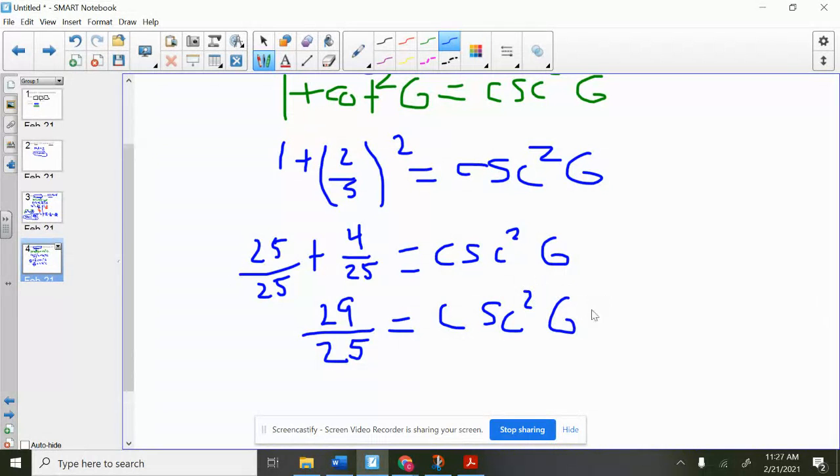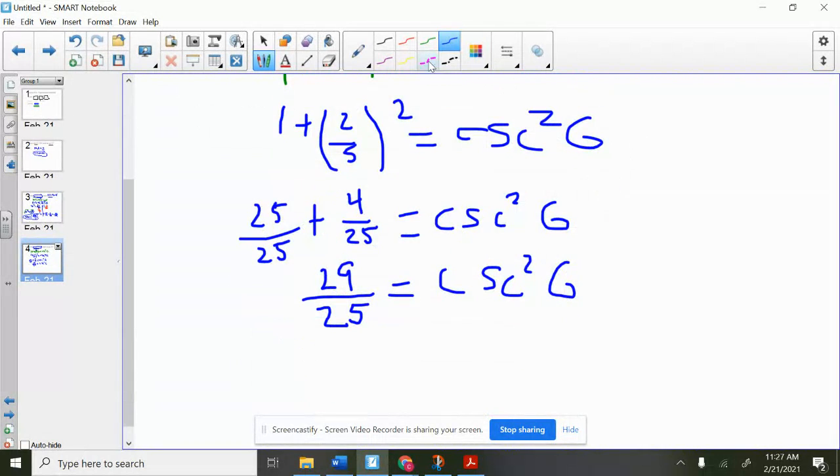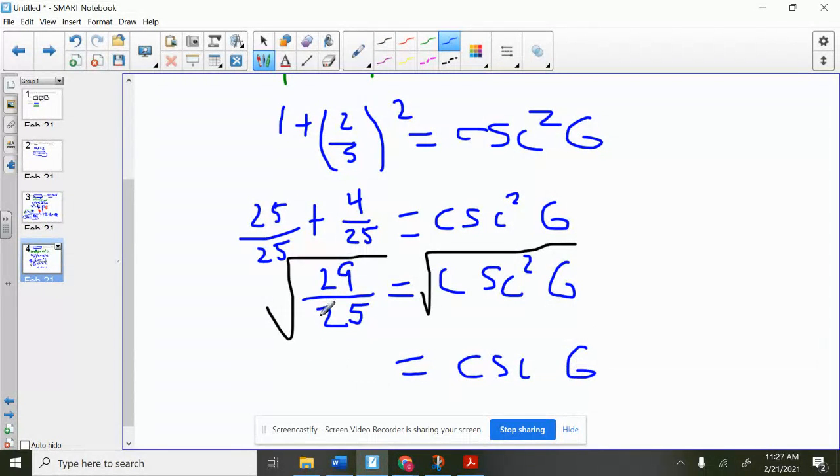But again, it asked for cosecant, not cosecant squared. Well, we know that to get rid of something being squared, we'll just square root it. So then this will give me what I need. So cosecant of g equals plus and minus the square root of 29. That's not a perfect square, so we'll leave it like this. The square root of 25 is 5. So then this is my answer.